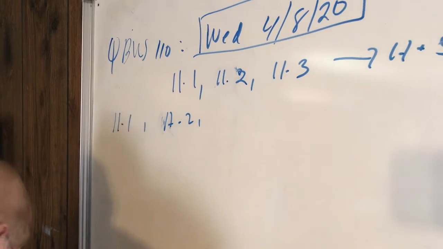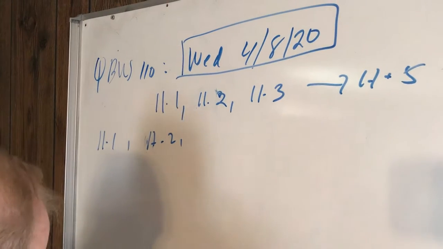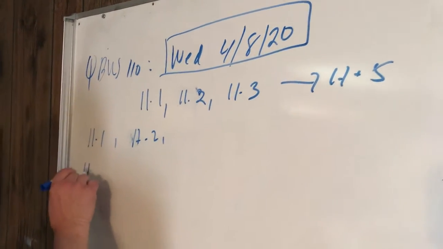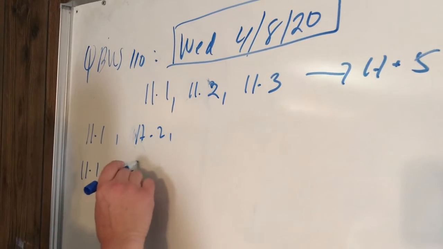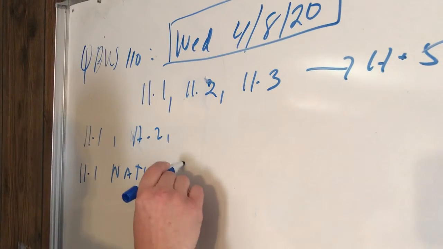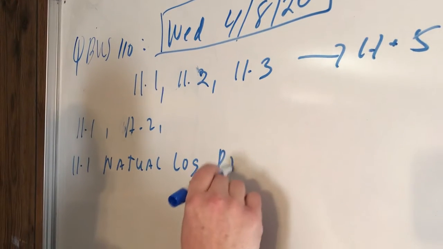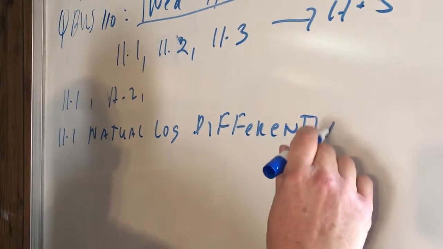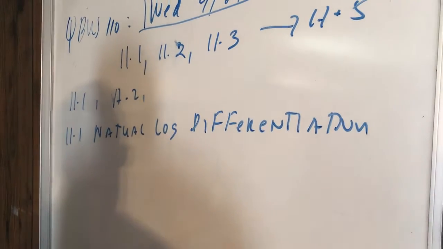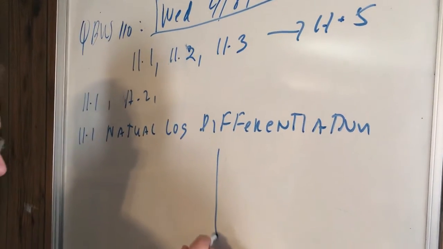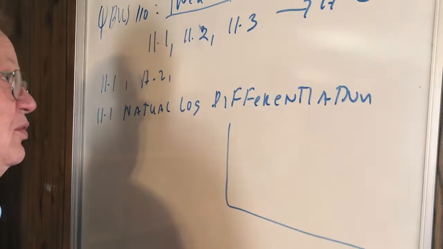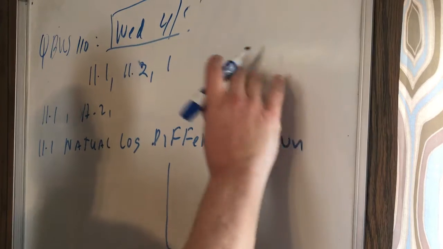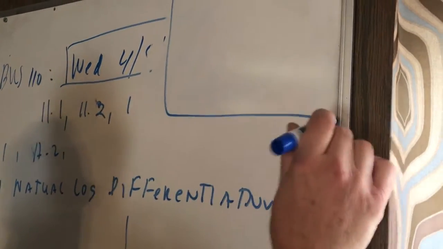And let's look at problems from 11.1 first. And 11.1, of course, is the natural logs. So it's natural log differentiation. Let's get the basic formula down here. You can put it in the corner. I'd rather put it up here. So since we already have that down, I'd rather put it up here, gets it out of the way.